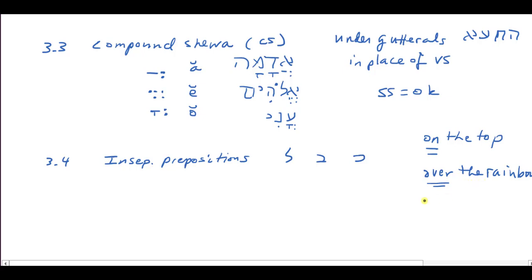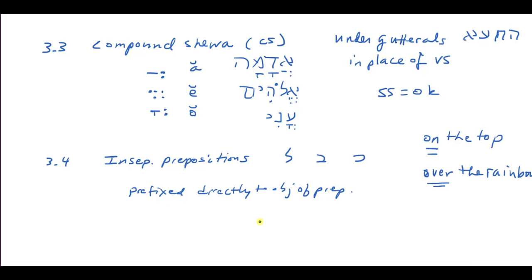Now in Hebrew, we have prepositions as well. The prepositions we're talking about here are known as the inseparable prepositions because they are prefixed directly to their objects. These prepositions do not occur as separate words like our English words "on" and "over" do. Rather, they attach directly on the front of whatever the object of the preposition is. So let's talk about what these words mean and how they normally occur.